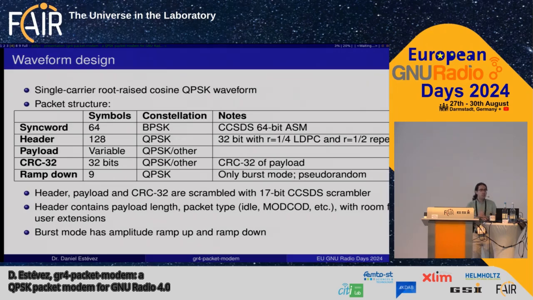Since the header needs to be decoded at very low SNR, and the goal was something like 0 dB Es/N0, I think, there is an LDPC code which I designed just for this application because FEC coding for short block sizes is tricky, and then there is also a repetition code on top of that. Then we have the payload, it's QPSK or other modulation, it's variable size. We have CRC32 for the payload, and then there is this ramp down sequence.